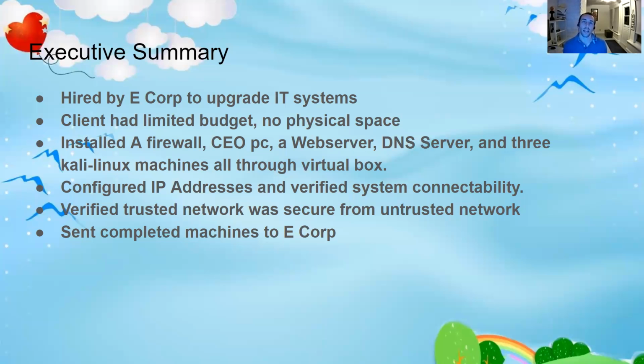I installed a firewall, CEOPC, Webserver, DNS Server, and 3 different Kali Linux machines, all through VirtualBox. And for this network, I helped configure the IP addresses and verified system connectability. And once I tested this connectability, I just made sure to verify that the trusted network was secure from the untrusted network. I then sent my completed machines along with their configurations to eCorp.